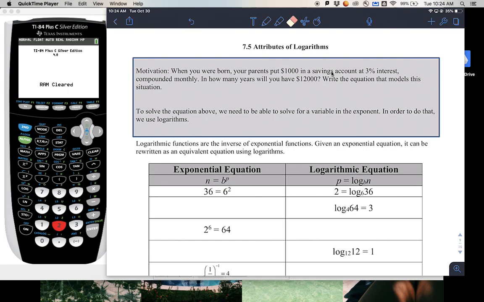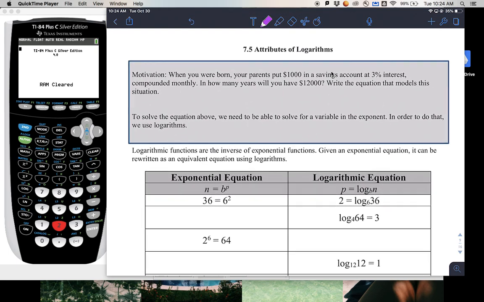All right, today we got logs. We're going to be talking about logarithms and why they are useful. Today's kind of more of a basic overview of them. But let's talk about why we need logs first to solve problems here.